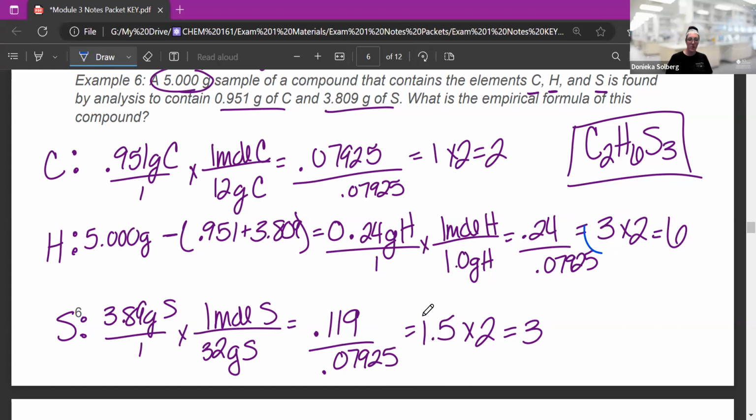So I need to get rid of my 1.5 and multiply all of them by 2. So this times 2, this times 2, and this times 2. So I have a 2 to 6 to 3 ratio. So it's C2H6S3. And that would be my empirical formula.